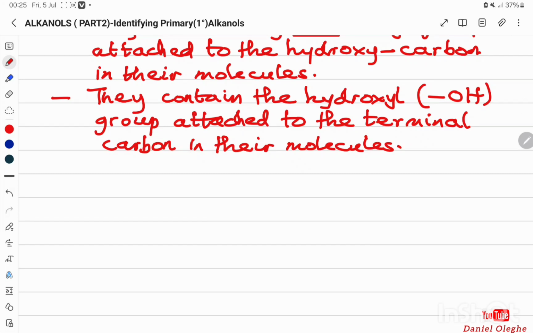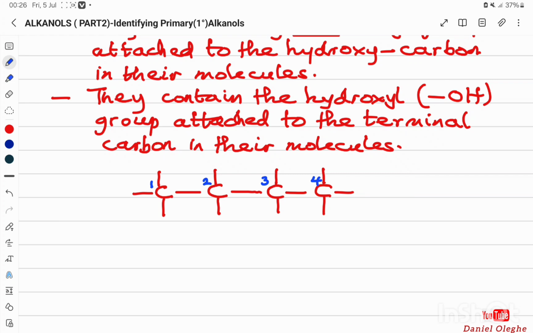For example, let's look at this structure to illustrate this statement. We have a chain of carbon atoms as follows. The first and the last carbon atom in this chain, this is the first, second, third, and fourth, those are the carbon atoms at the ends of this carbon chain. They are the ones we refer to as the terminal carbon atoms.